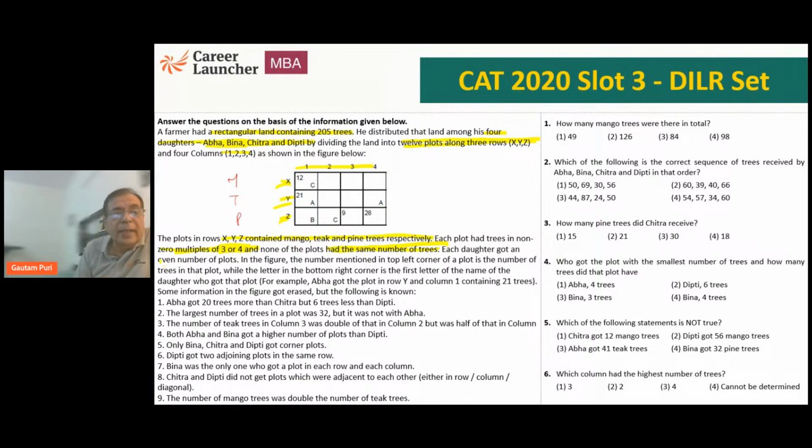Each daughter got an even number of plots. Okay. So 12 plots divided between 4 daughters. So when I look at the 4 daughters A, B, C, D, the total number of plots is 12, and each one of them has got an even number of plots. That means the minimum will be 2 for anyone. So what they can get is 2, 4, 6, and so on. Each daughter got an even number of plots. So none have got 0, minimum 2 plots. So everyone is definitely there.